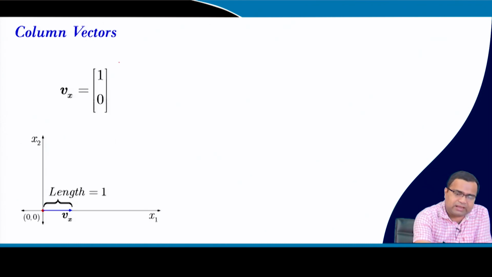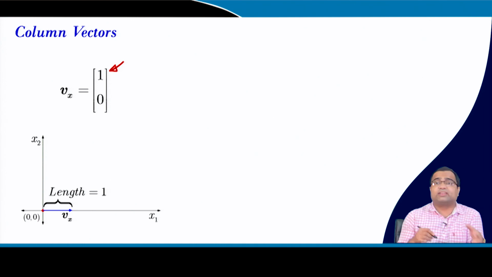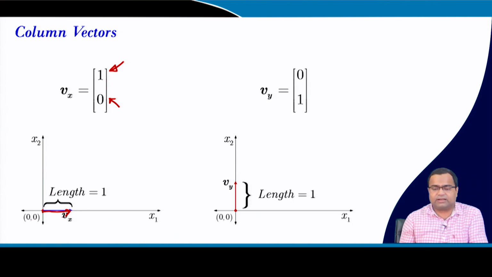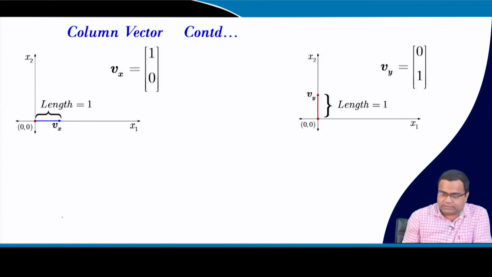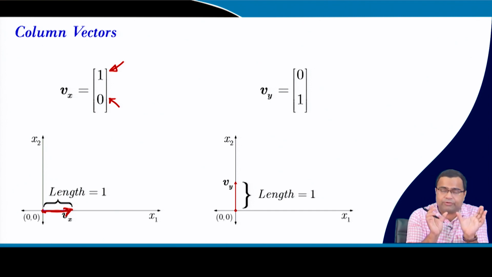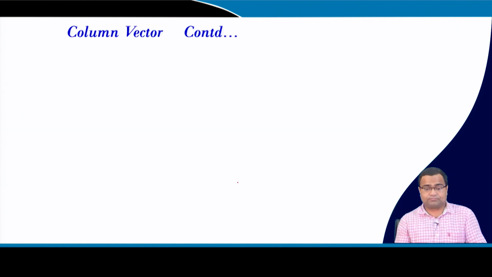So, the first vector has 1 unit component along the x1 axis and 0 unit component along the x2 axis. So, you can write 1 unit length here. This is the vector, it looks like this. That means this Vx vector will be simply a vector consisting of 1 unit length along the x1 axis. Similarly, the Vy vector has 1 unit along the x2 axis, that is why it will look like this, 1 unit length.